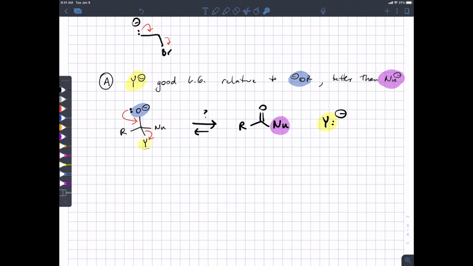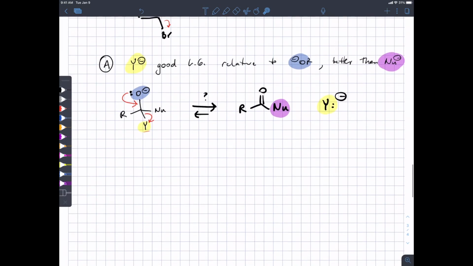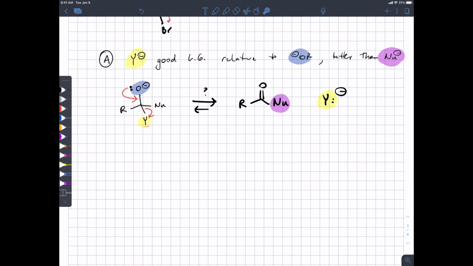Okay? So let me give you a specific example. If you look overall at where we started, and we add the nucleophile, this gives us what's called a substitution product.